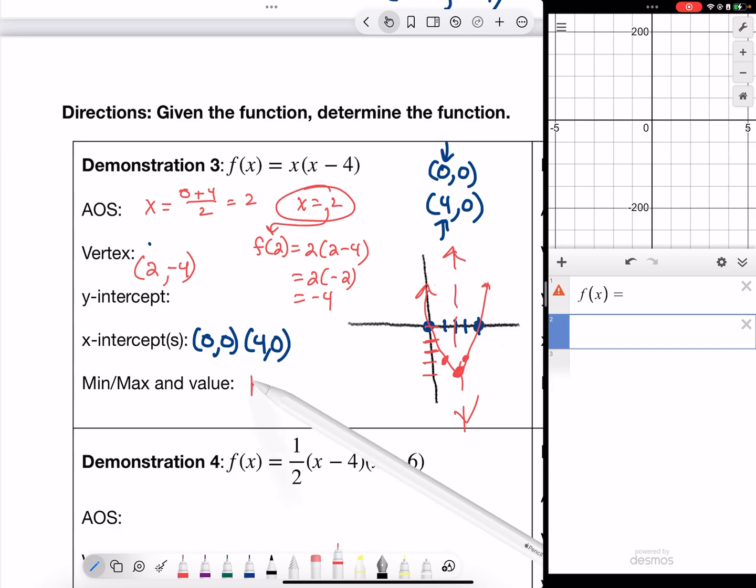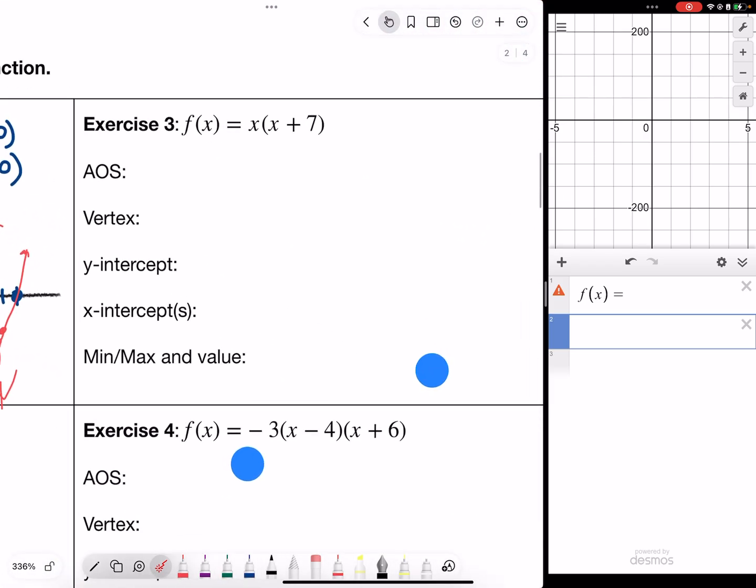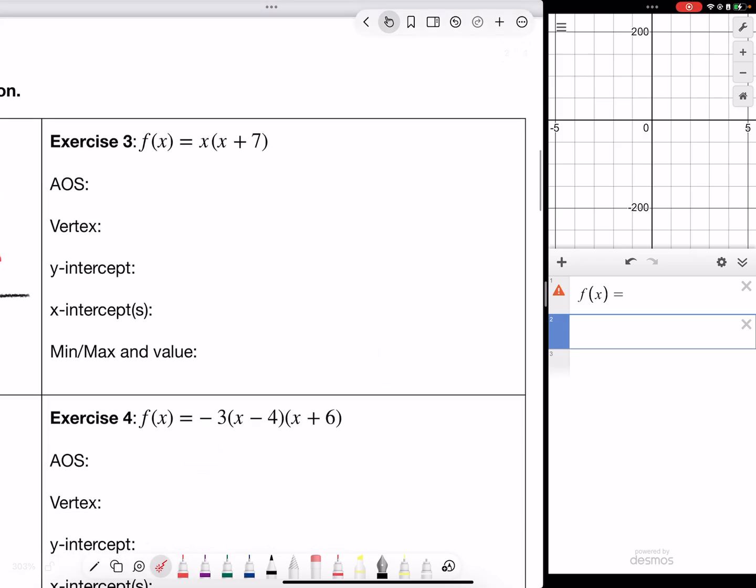This thing has a minimum of -4. The y-intercept is 0, 0, right? It's crossing the y-axis right there at the origin. So I'm done. All right, here's an exercise. Why don't you pause your video and you can try that.